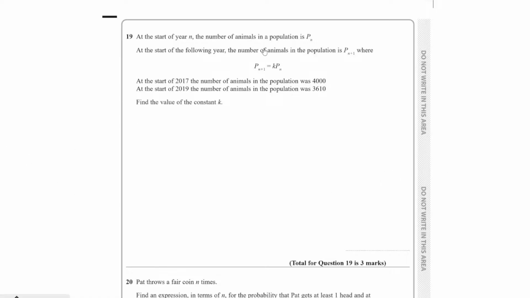Okay, question 19. At the start of year n, the number of animals in a population is Pn. At the start of the following year, the number of animals is Pn plus 1. They've given us this formula: to find the population for the following year, you take the previous year and times it by k. At the start of 2017, the number of animals was 4,000. And at the start of 2019, just pay attention, it is 2 years different, not just 1 year's different, the number of animals was 3,610. We need to find the value of k.